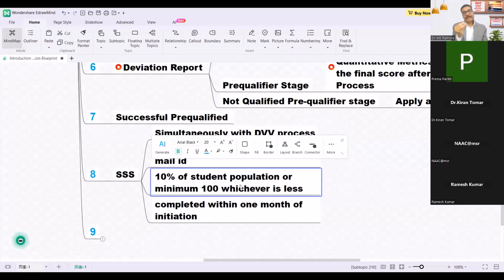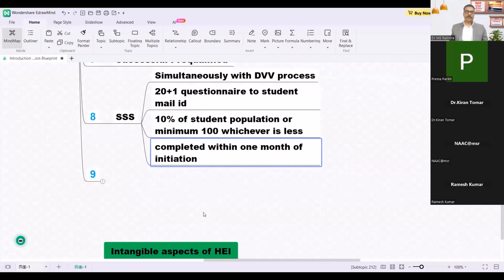This questionnaire is statistically validated and time tested. So mostly whatever grade you are getting in the student satisfaction survey, usually it would give you an indication of what exactly the grade you would be having. Along with that, the pre-qualifier calculation. So this is the meaning of student satisfaction survey.